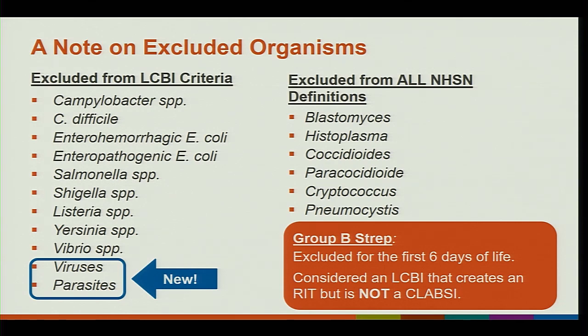Group B strep remains excluded as a causative organism for a CLABSI in the first 6 days of life. Group B strep often causes infections in newborns as a result of vertical transmission or passage through the birth canal. When the group B strep exclusion is met, these events are considered LCBIs and will create a BSI RIT, but are not central line associated.